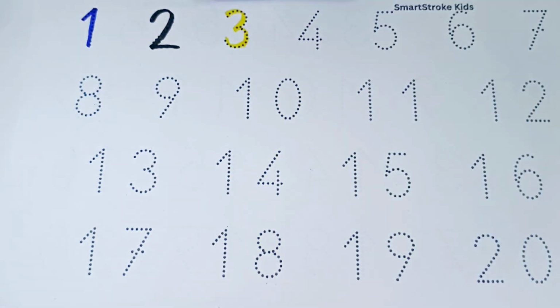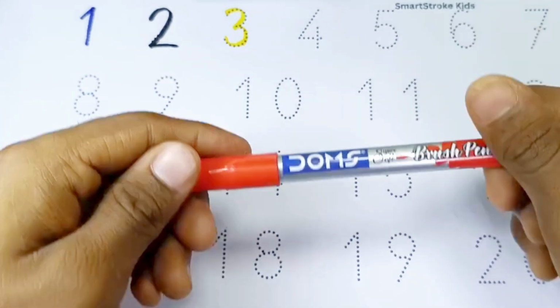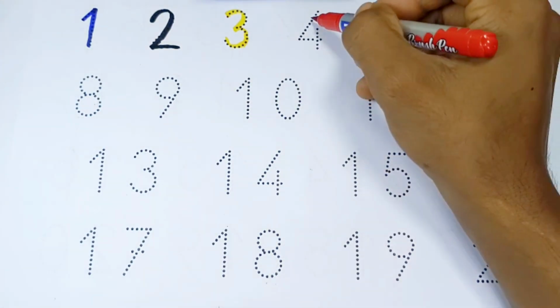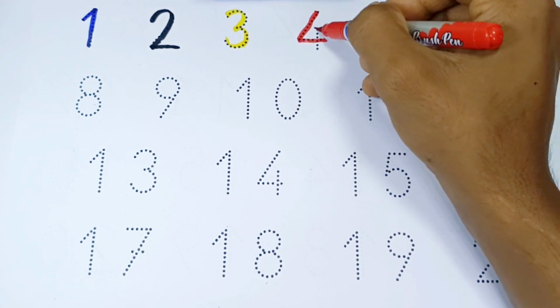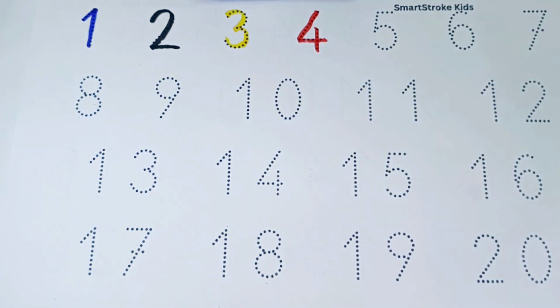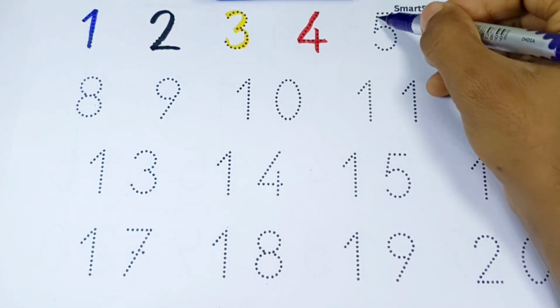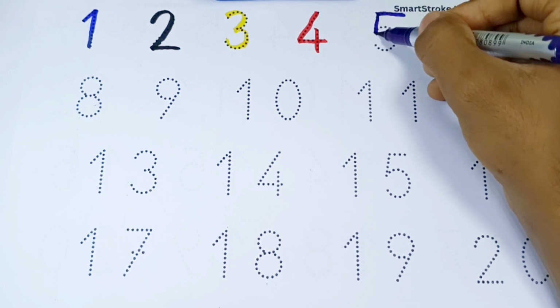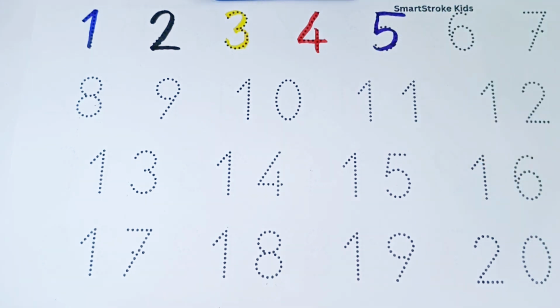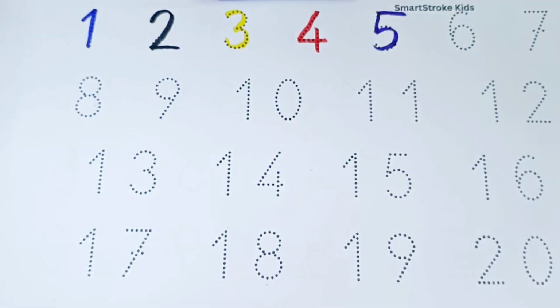Three, T-H-R-E-E, three. Now you draw four and use red color. Four, F-O-U-R, four. Now you draw five and use purple color. Five, F-I-V-E, five. Now you draw six and use light green color.